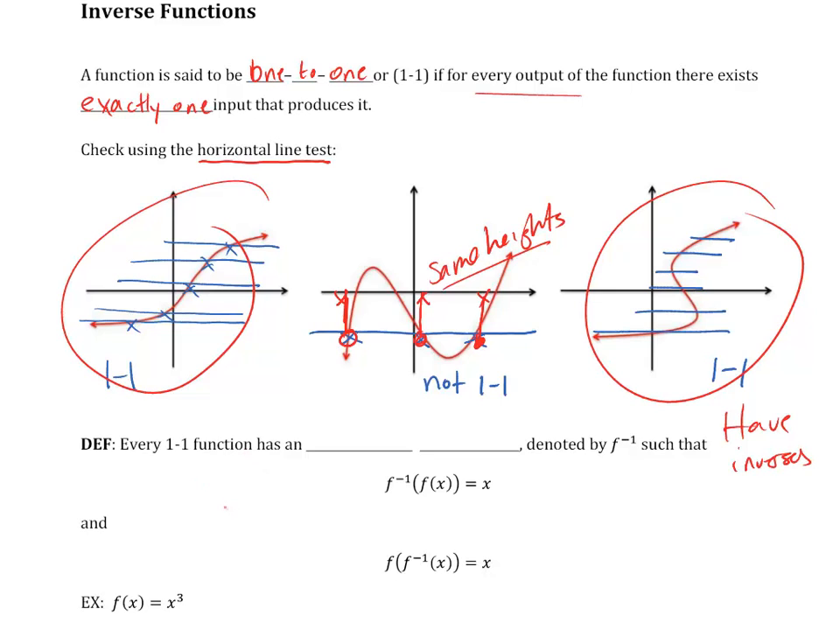Okay, so every one-to-one function has an inverse function, which we denote by f of x, f to the minus 1. Right, we just put a minus 1 in the superscript, such that if you apply the inverse function to the function, they cancel each other out and give you back x. And vice versa. If you apply the function to the inverse function, you get x. They cancel each other out. Okay?